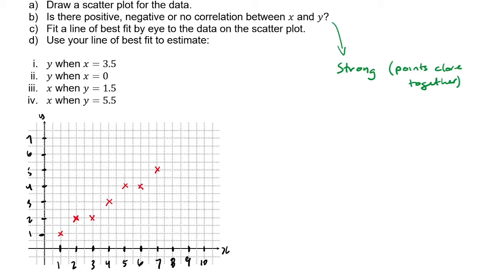And the other part is it is heading up, so the gradient of the line is going to be positive. So it is a strong positive correlation. So it has a positive gradient. Okay, so with that positive gradient we can do some other bits and pieces.